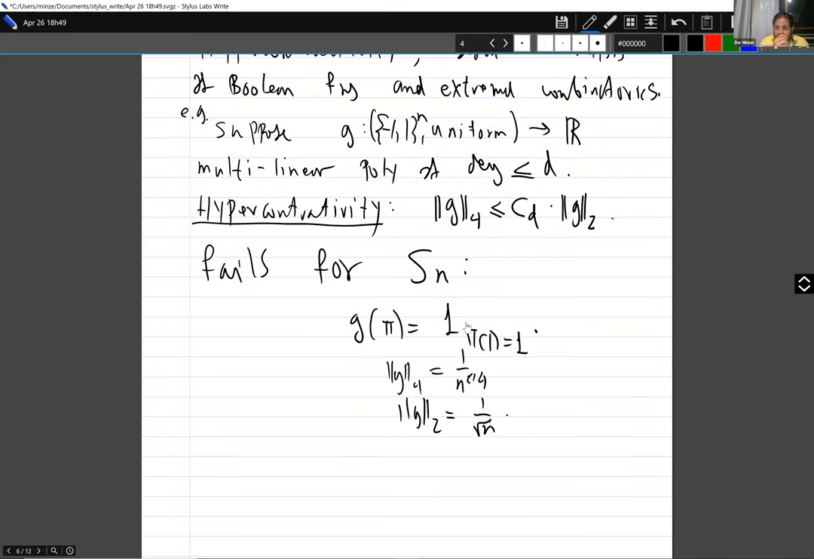But what turns out to be the case, and this is somewhat motivated from this example, is that if your function is global, then you're able to improve upon this inequality considerably.